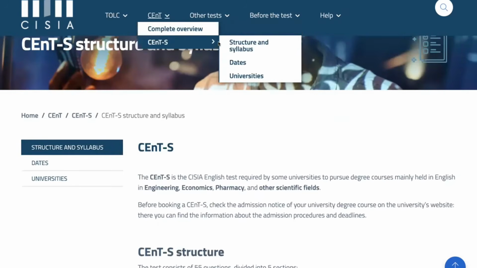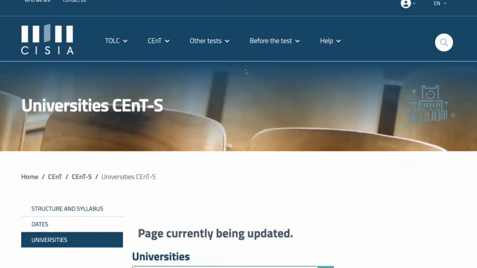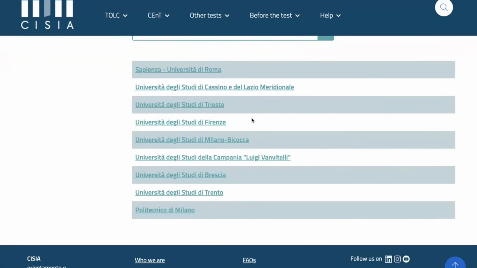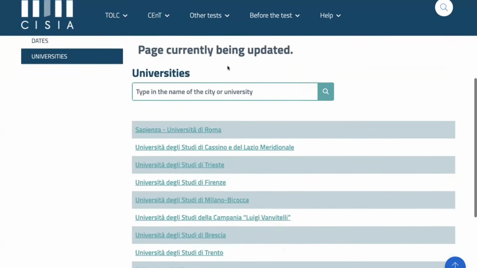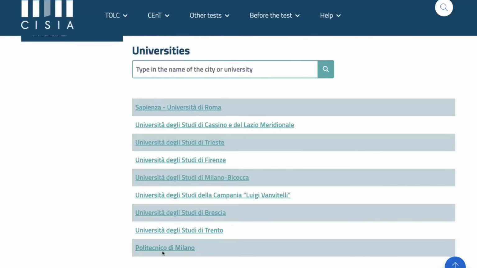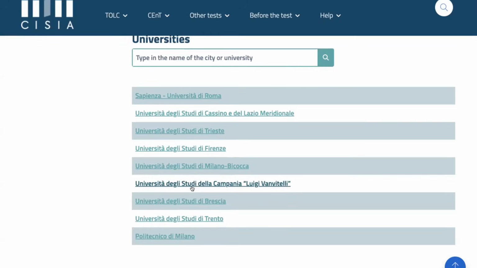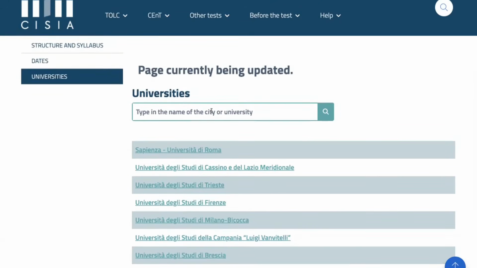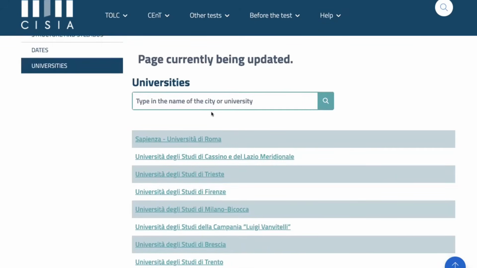Let me see if I missed something. The dates, I've mentioned the dates. And for now, these are the universities that actually confirmed that they will accept these tests. So there is University of Sapienza, Politecnico di Milano, Trento, and so on and so forth. You can see this list later. I think with time, more universities will join here. They're updating the site every 7 days, and one by one there will be more universities.